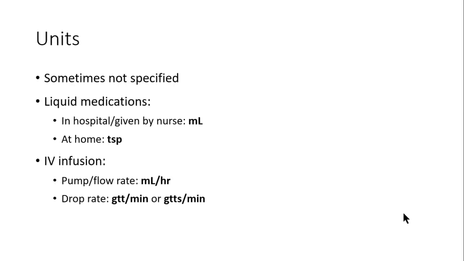Units. Sometimes some units are not specified, so we have to know how to read into the problem. If a liquid medication is given in the hospital or by a nurse, we assume it's in milliliters. If it is at home, we have to work it in terms of teaspoons. And for IV infusion, if it's a pump, the flow rate is in milliliters per hour, and the drop rate is in drops per minute. Drops per minute can be written as GTT or GTTS, it's the same thing.